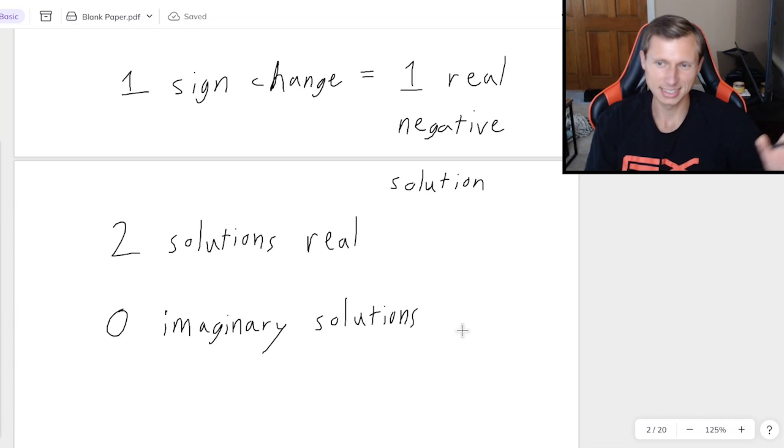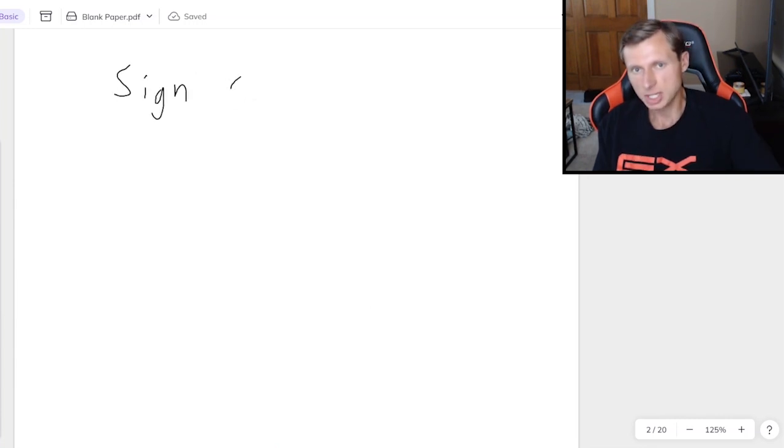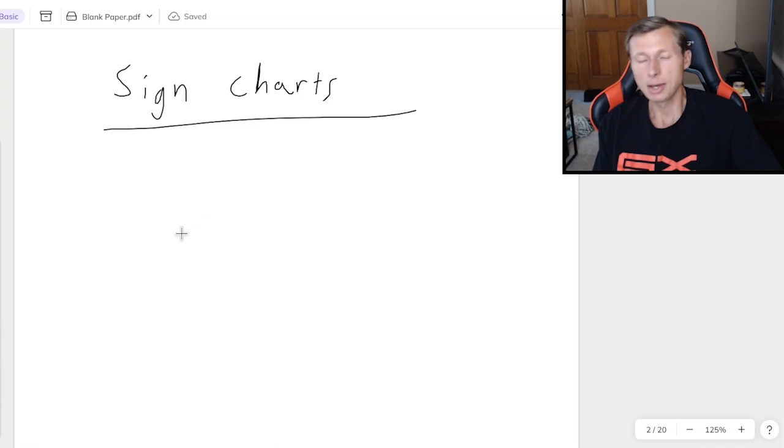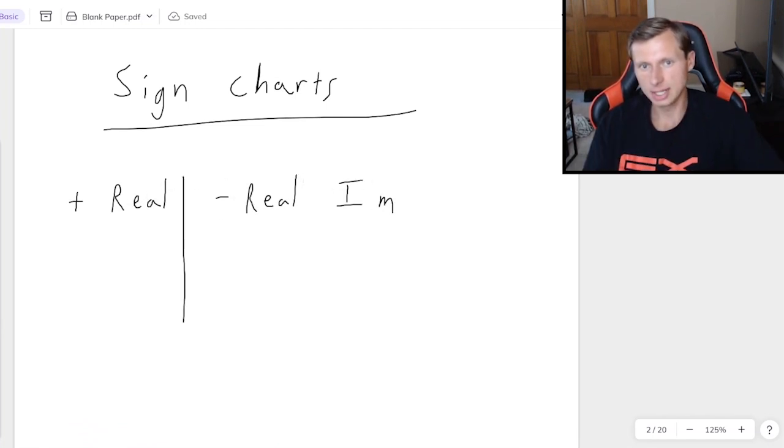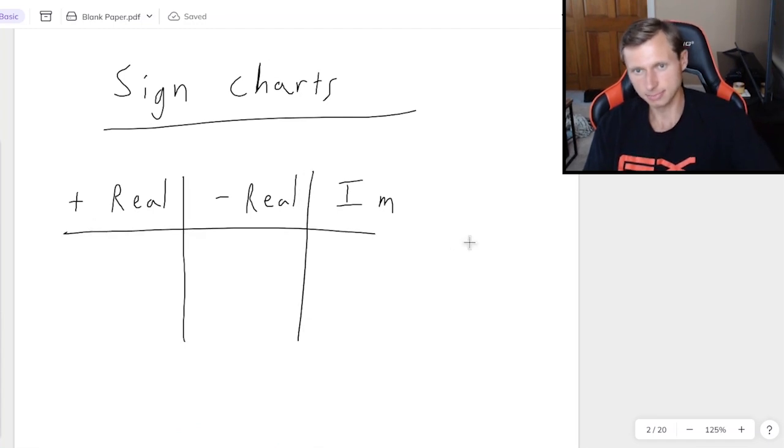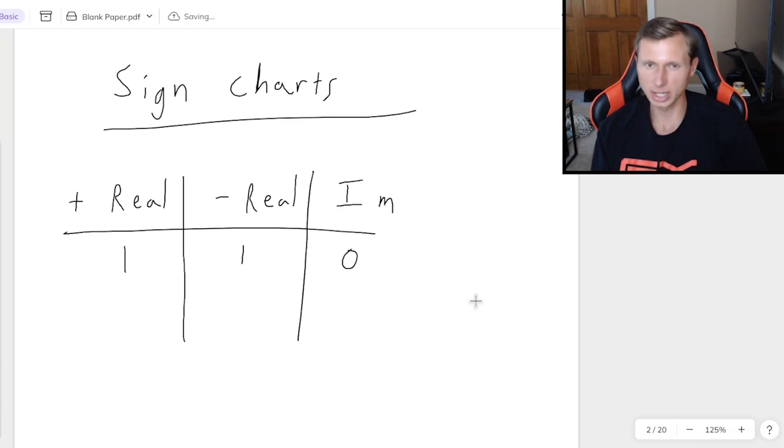None of that. And so now I need to tell you about sign charts, because this is the most likely question you're going to see on the test. Make a sign chart for the function. And on the sign chart, you can have positive real solutions, negative real solutions, and imaginary solutions. And so for the example that we just did, we have 1 positive real, 1 negative real, and 0 imaginary. And that's it for this sign chart. Kind of a boring example.